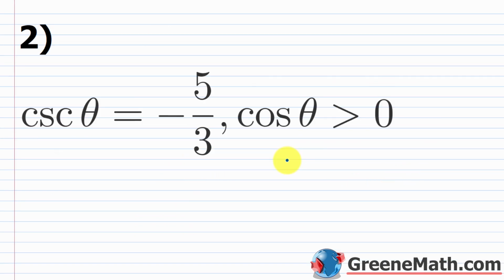All right, let's take a look at problem number 2. So here we have the cosecant of theta is equal to negative 5 over 3. And then we have the cosine of theta is greater than 0, or you could say positive.